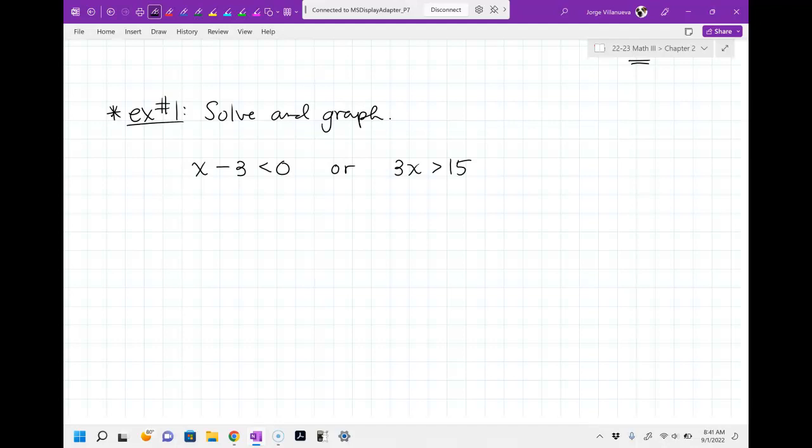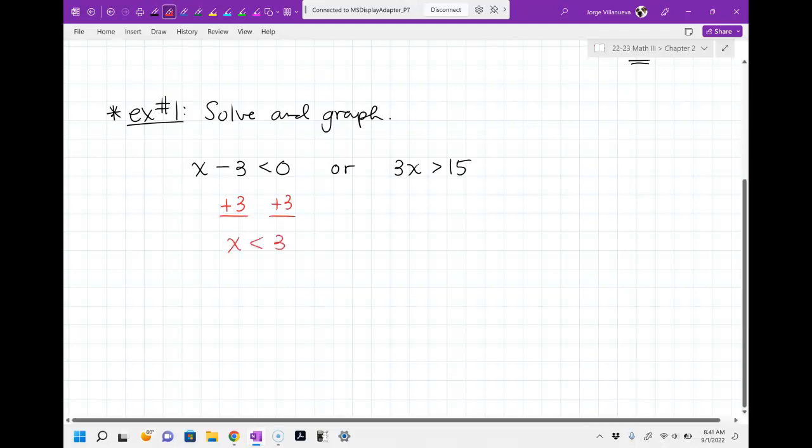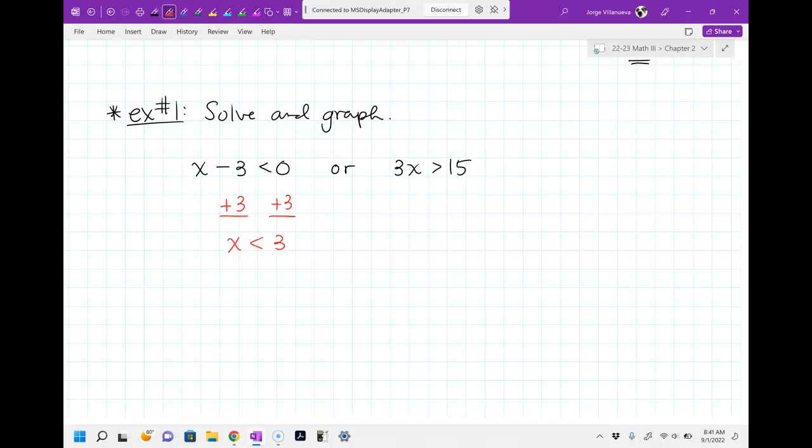Now I have to solve each one of these individually. I'm going to add 3 to both sides for the first one, and I get x less than 3. And that's done. Now let's solve the other one. I'm going to divide both sides by 3, and that gives me x greater than 5. And I'm done. Now remember, this is an or problem.